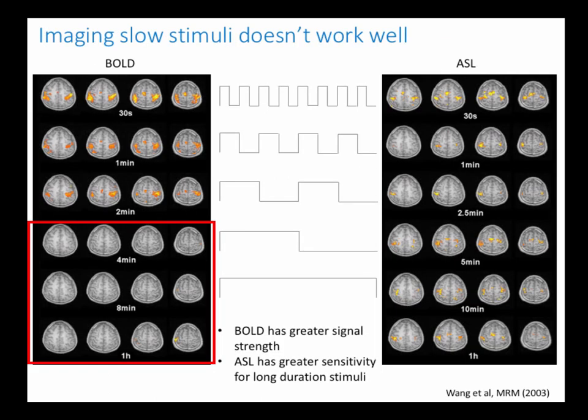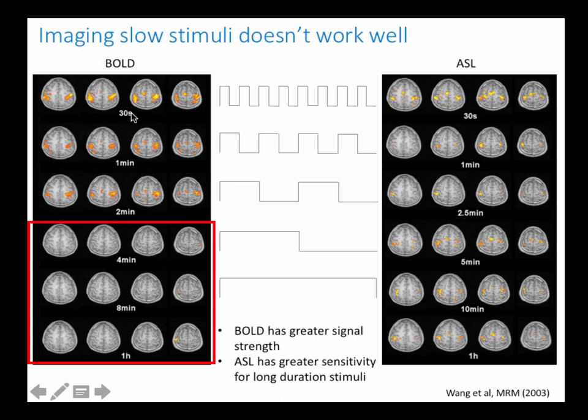So let me explain to you a little bit why imaging slow stimuli doesn't work very well. In this case, you've got a panel which gives you BOLD data on one side, and you can see this is a motor task which alternates at about 30 seconds on and 30 seconds off. You end up being able to see the motor task really nicely.